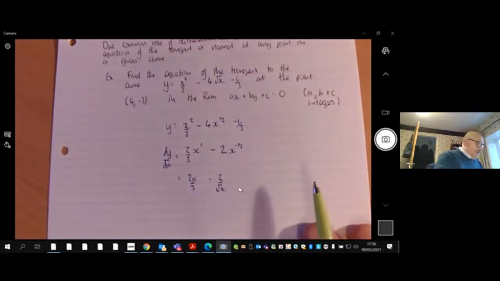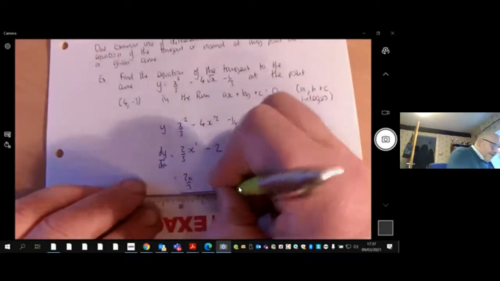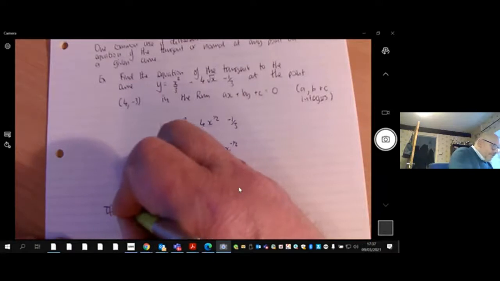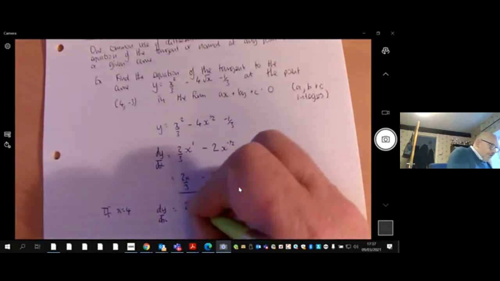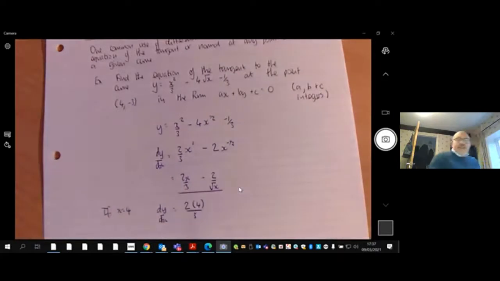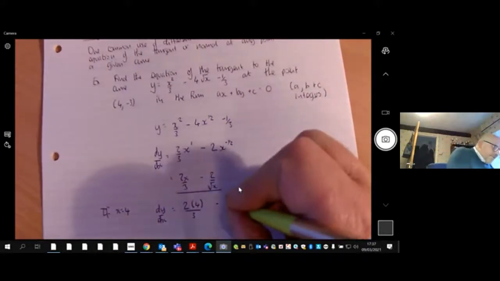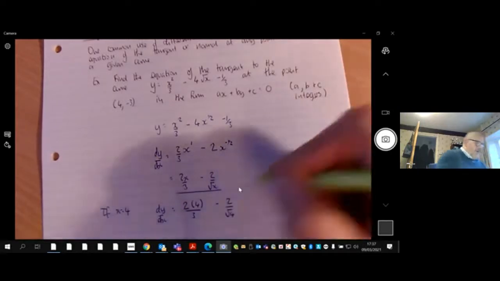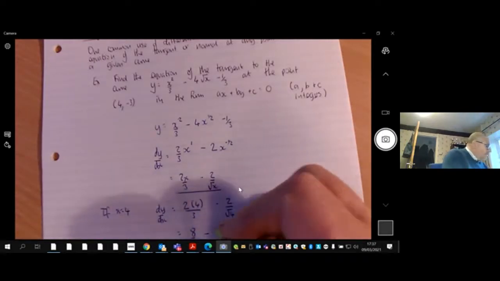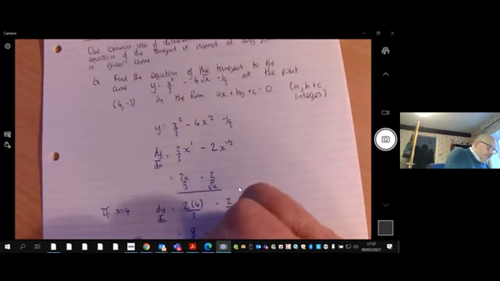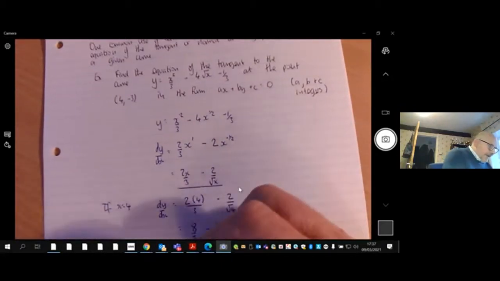Tell the examiner, if x equals 4, so I've found dy by dx, if x equals 4, dy by dx, the gradient, equals 2 times 4 over 3. And that is how I tend to get round the signs and all sorts of things of multiplying and not putting x's in. Use brackets. You can use dots if you want. That's just the way I was brought up. Minus 2 over root 4. So that is 8 over 3 minus 1, which equals 5 over 3. And that's dy by dx at my point.